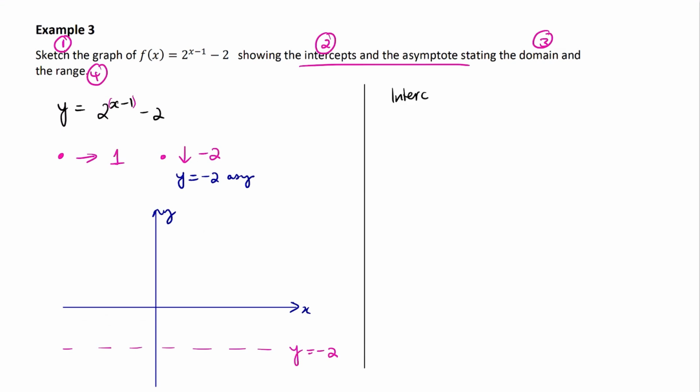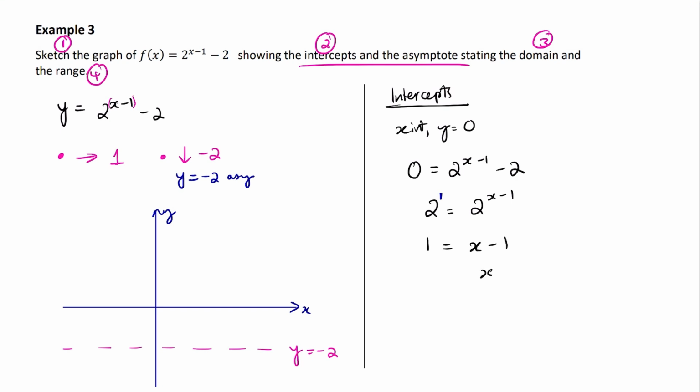So for our intercepts, we'll start with our x-intercept. That means we'll make y equal to 0. So that'll be 0 equals 2^(x-1) minus 2. If I take the 2 over, that'll be 2 equals 2^(x-1). Now this 2 is to the power of 1, and because the bases are the same, that means 1 is equal to x minus 1. That means x must be equal to, if I take it over, 2. So here, because the bases are the same, I can compare the powers. Now that's for the x-intercept.